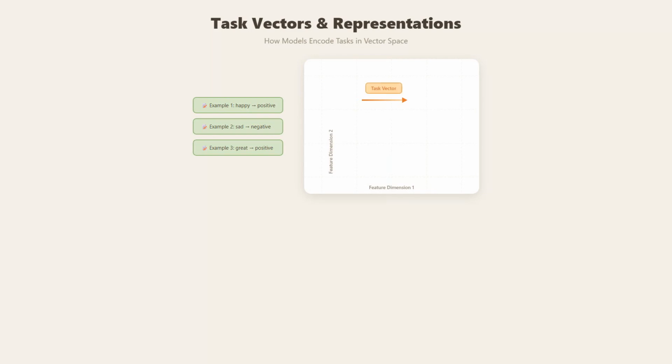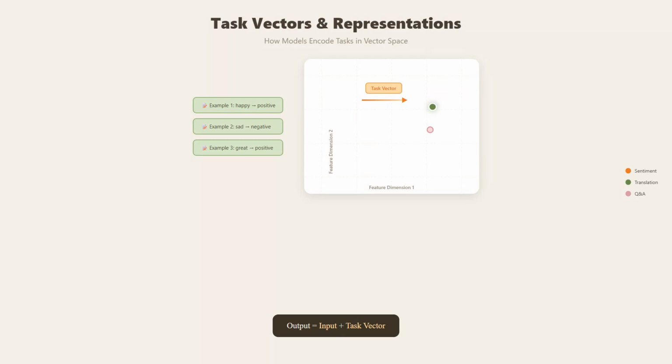This vector encodes the essence of the task. You can think of it as a direction in the representation space that says, move from input to output in this way. When a new query comes in, the model combines it with this task vector. The formula is essentially output equals input plus task vector.